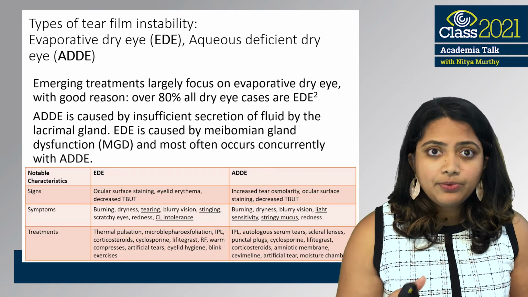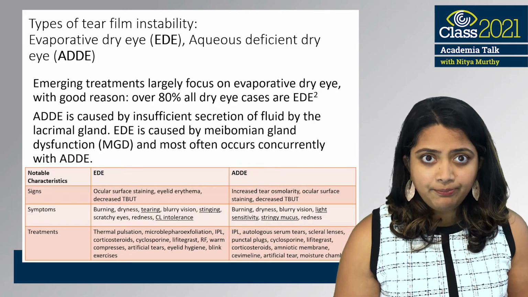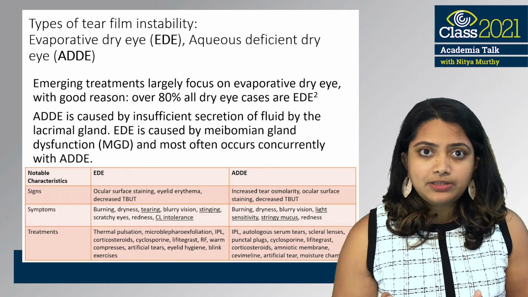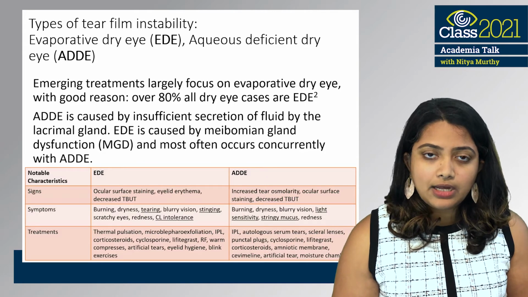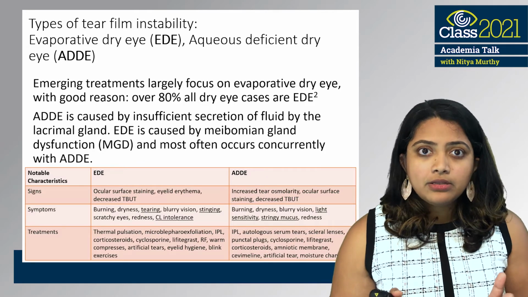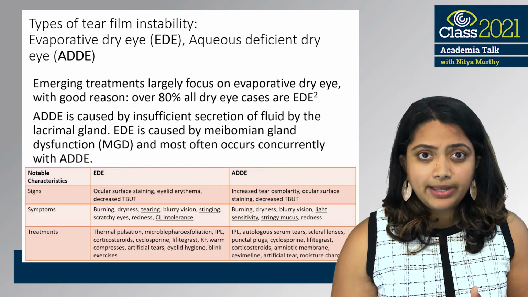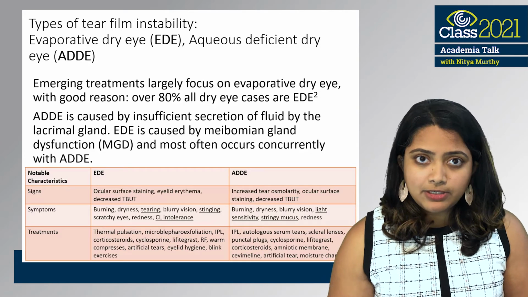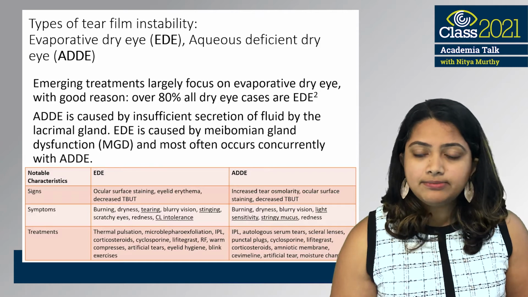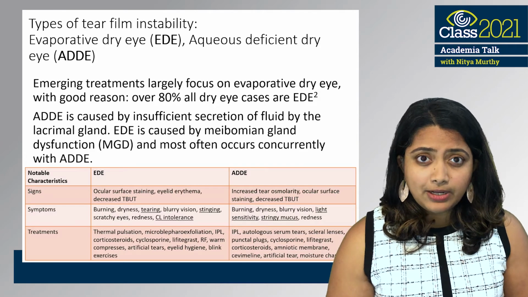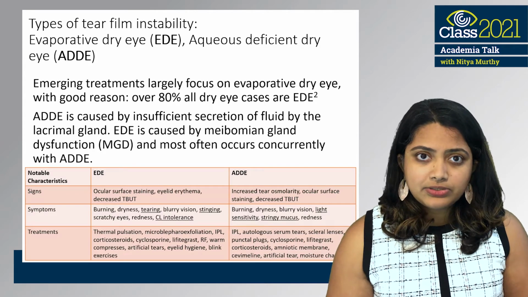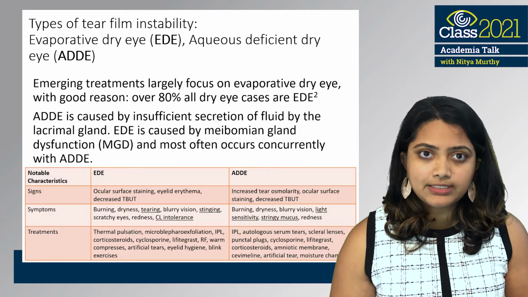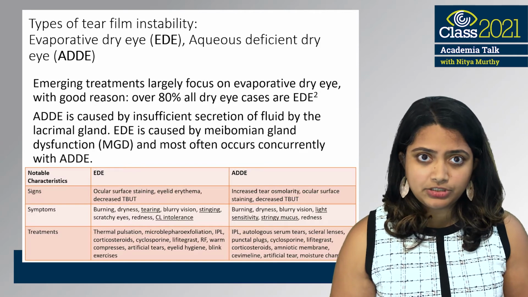Over to the right, we have aqueous deficient dry eye. Now that's more commonly associated with things like Sjogren's disease, autoimmune conditions, and things like that. Those treatments are a little bit different. We have things to just increase the tear volume, really. So that's punctal plugs, autologous serum. Sometimes scleral lenses can help as well. Amniotic membranes, all those things that really help the cornea. That's what we use the most for aqueous deficient dry eye.